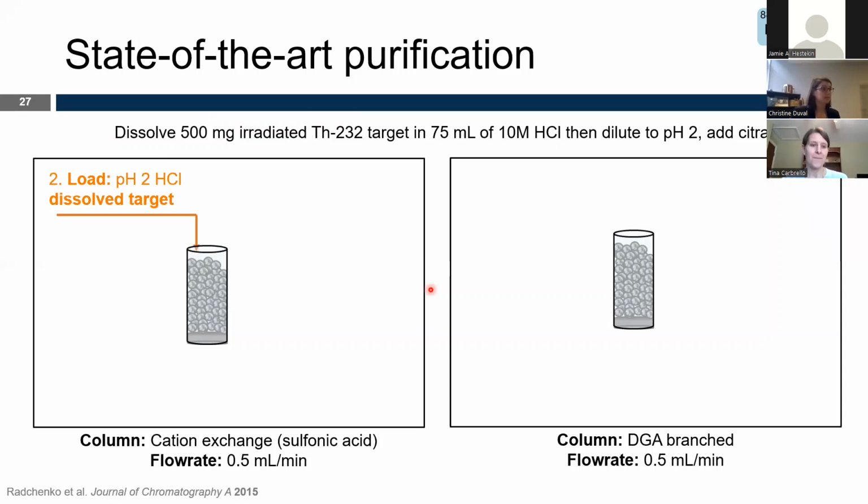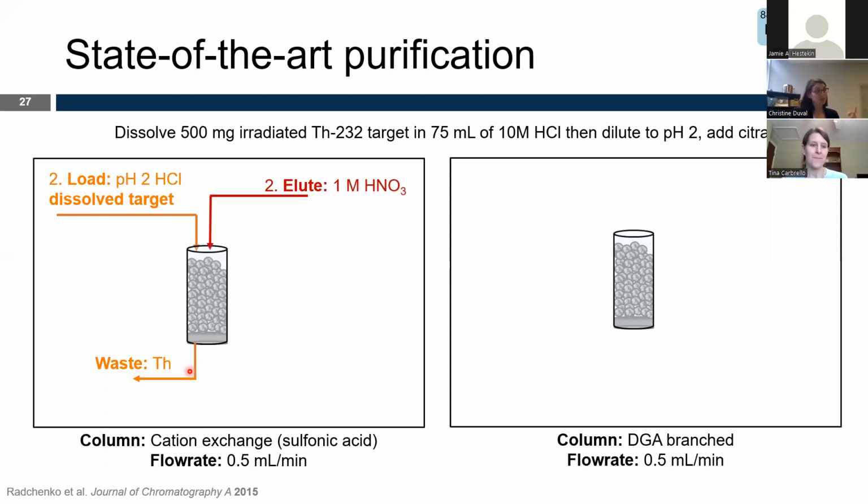In the first column, we load our sample onto the column. What happens in this step is that at low pH, like pH 2, thorium forms an anionic complex with citrate. So we have this large, bulky complex ion that contains thorium, and we have our cation exchange resin here. That large thorium is not going to want to stick to the column, and it's going to pass through. So this is our thorium debulking step, and our target was thorium, so that's going to be most of it. This takes quite some time.